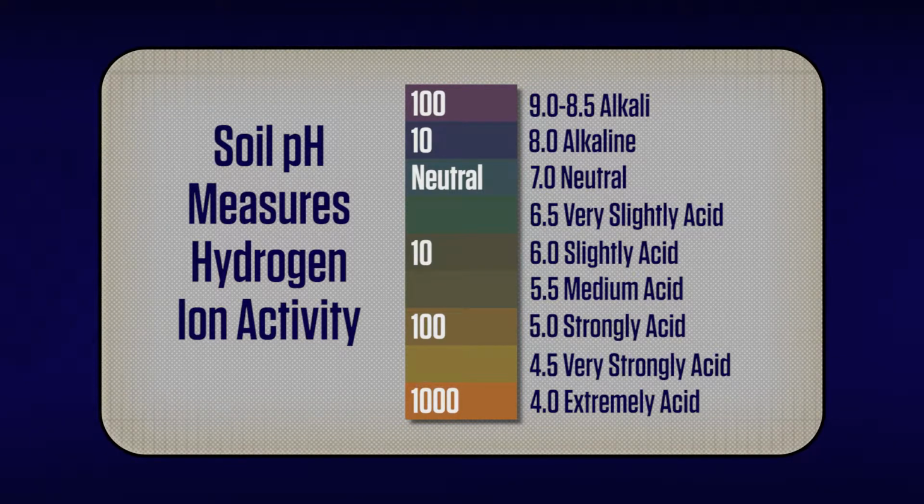in a solution. A soil with pH 5 is 10 times more acidic than a soil with pH 6, and 100 times more acidic than a soil with pH 7.